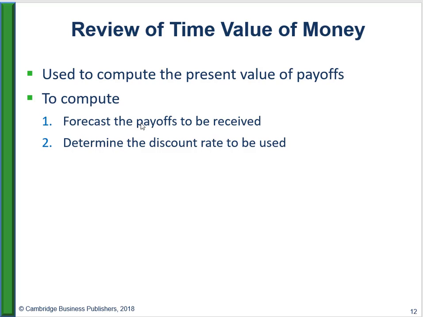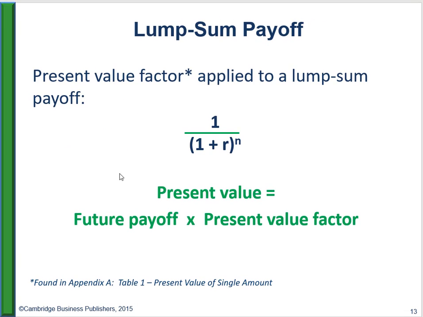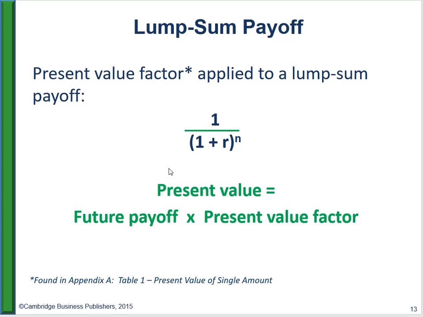Step number 1, forecast the payoffs. Payoffs just mean future cash flows. Step 2, determine the discount rate. That's a little bit more challenging. Here's our formula. The present value factor applied to a future cash flow, so we're going to say one that's next year, is 1 over 1 plus r to the n. R is the discount rate, n is the time period, so usually measured in number of years.